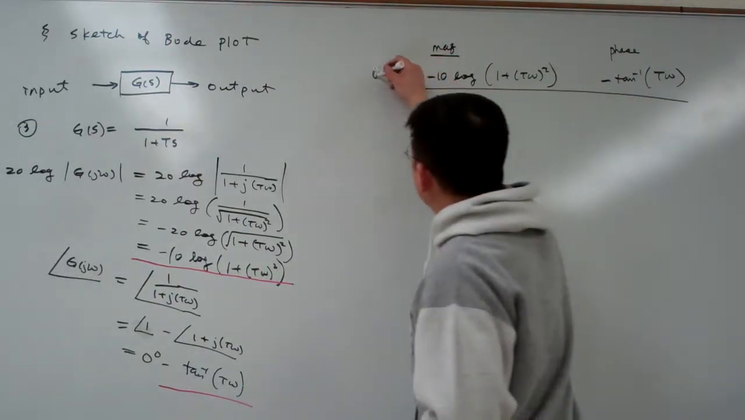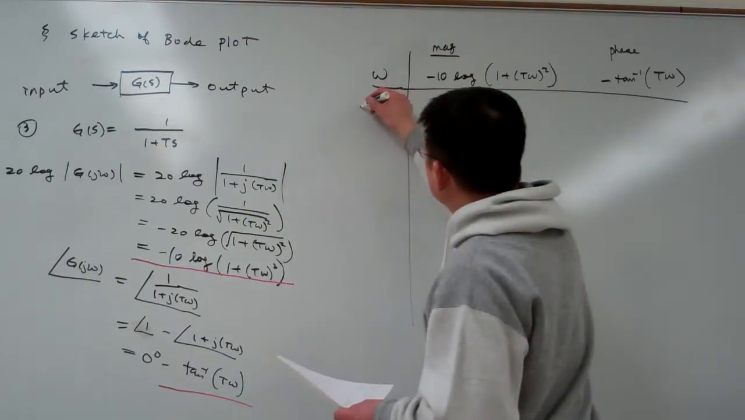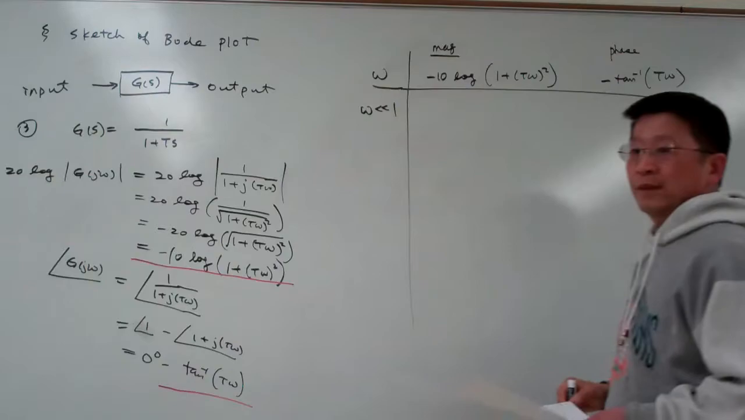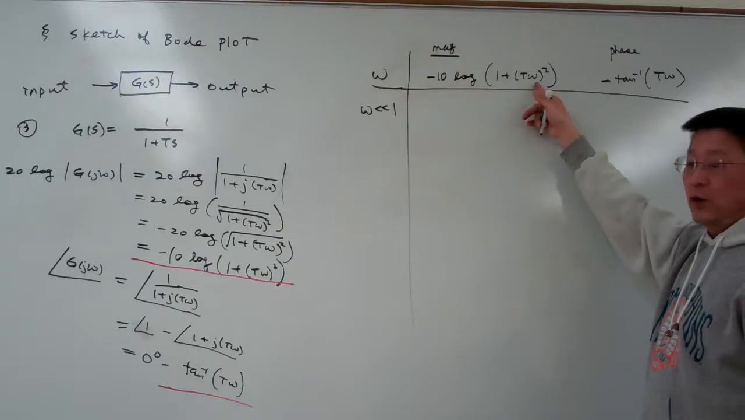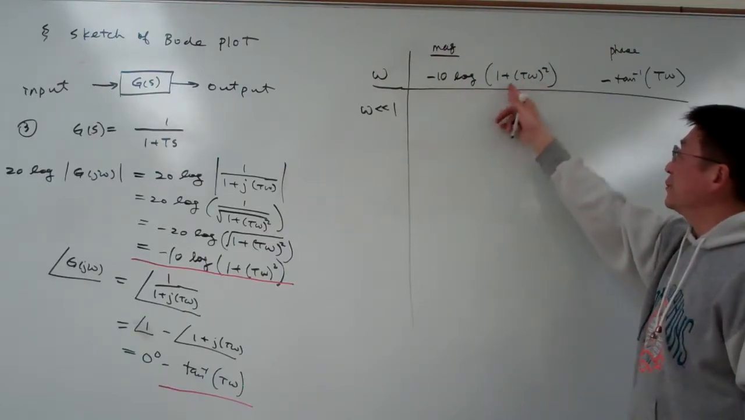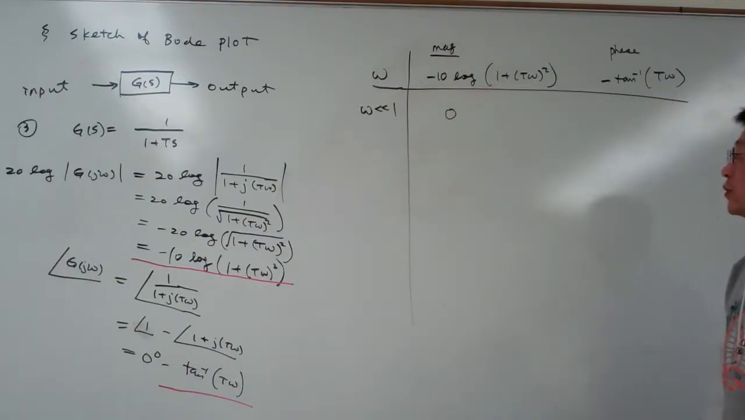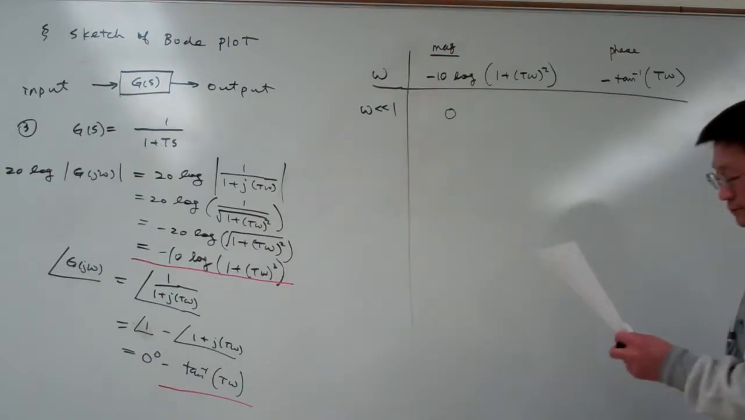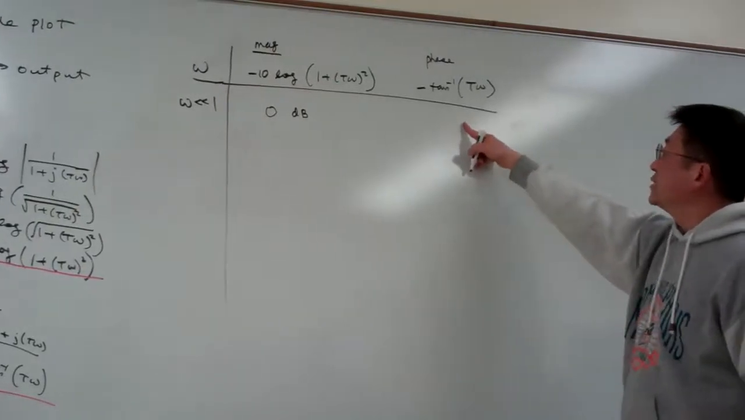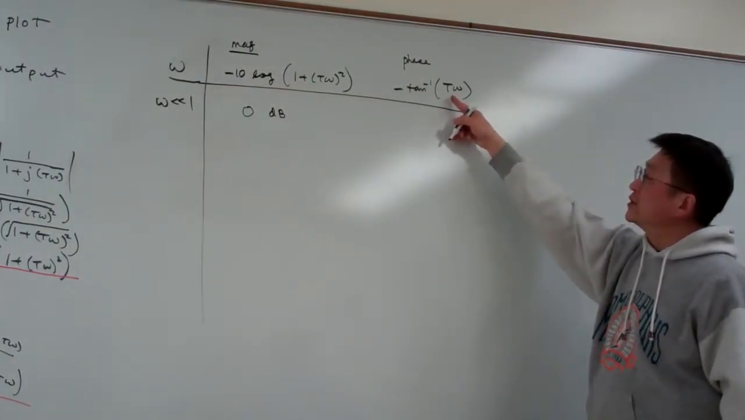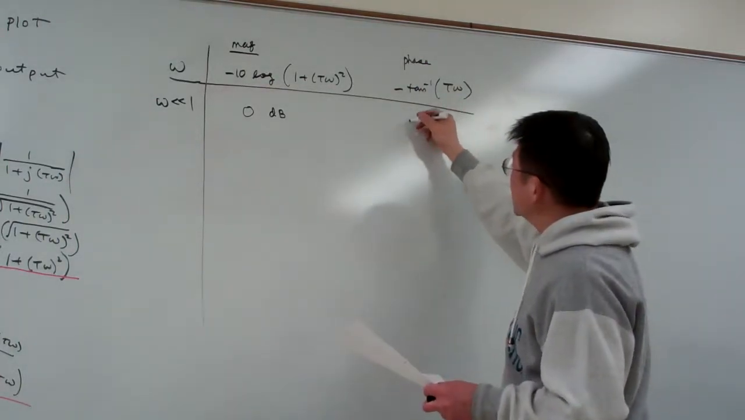So here I'm going to pick certain values of omega. The first one is when omega is very small, extremely small numbers, and we see what happens. Then T times omega is pretty small, so you can approximate this number by 1. The log of 1 is equal to 0, so that is 0 decibel. And let me emphasize, this is 0 decibel. For this case, when omega is very small, the phase is basically the arctangent of 0, which is equal to 0 degrees.